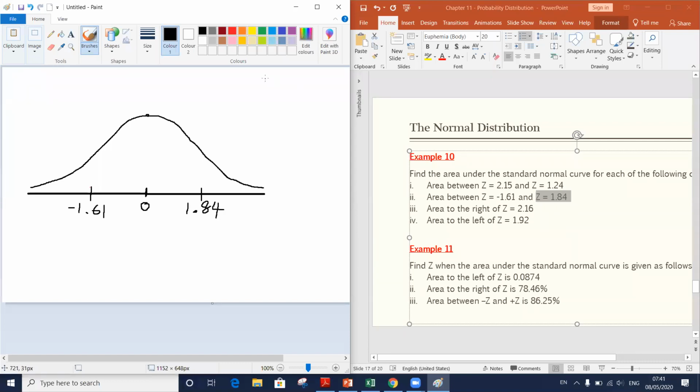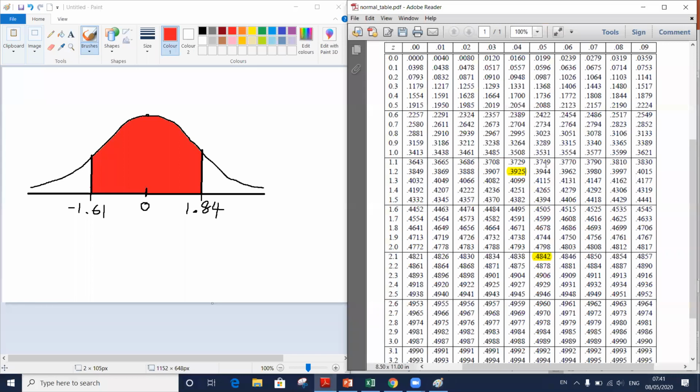So we need to find the area between when Z equals -1.61 and when Z equals 1.84. We need to find the area here. For that we need to make use of our Z table. How can we find the value of minus 1.61 using this Z table?